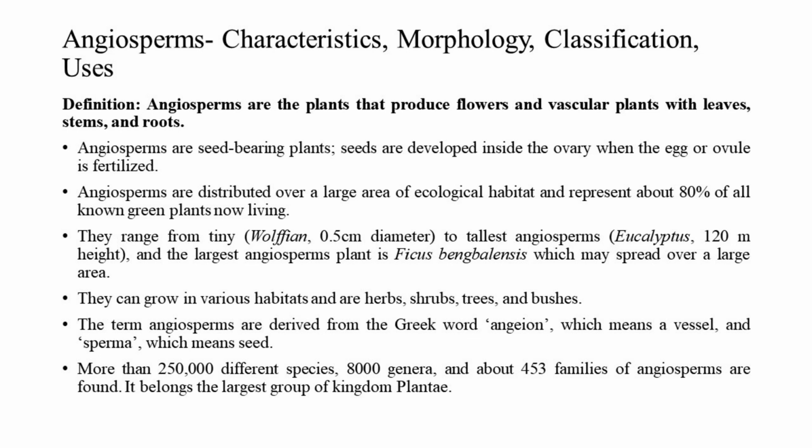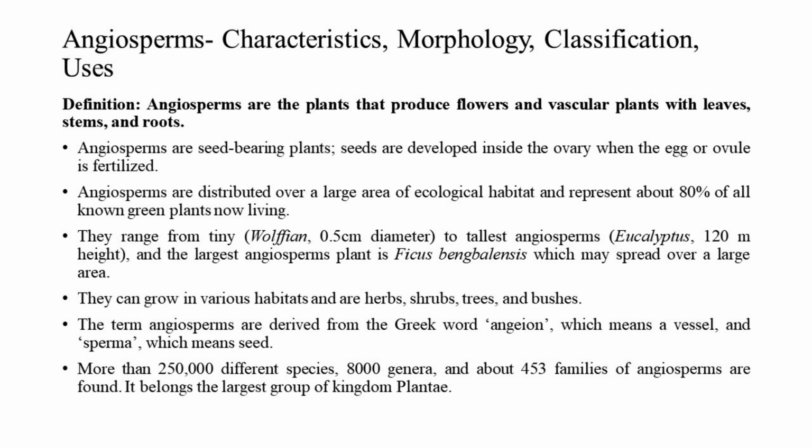Angiosperms: characteristics, morphology, classification, uses. Definition: Angiosperms are the plants that produce flowers and vascular plants with leaves, stems, and roots. Angiosperms are seed-bearing plants. Seeds are developed inside the ovary when the egg or ovule is fertilized.